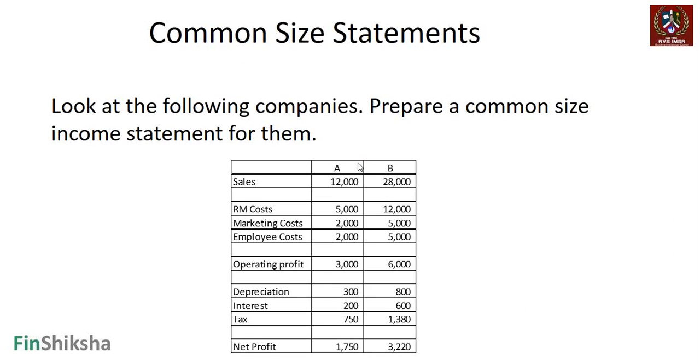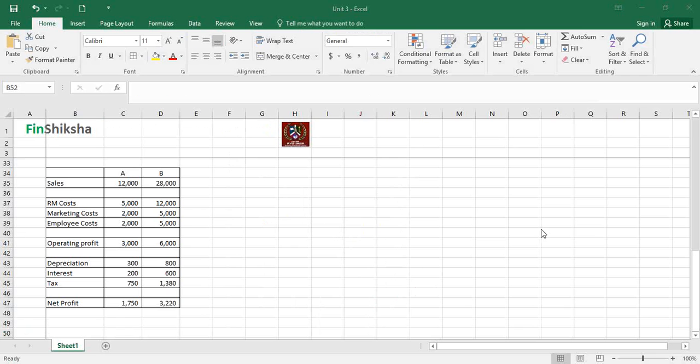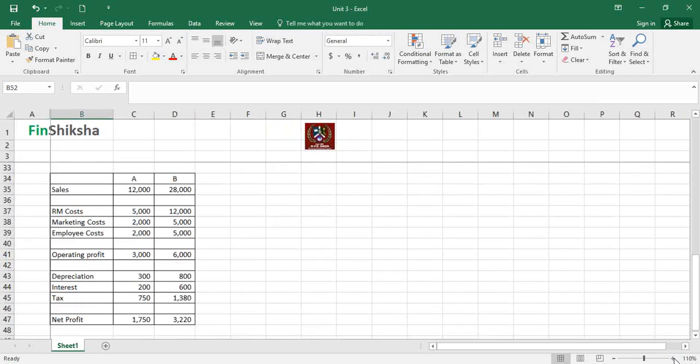So there are two companies A and B, and we actually have the entire detailed statement available with us. Remember, all we have to do is divide all these by sales to get the common size statement. We can do that, right? So divide everything by sales. To understand this better, let's go to an Excel file. So those are the numbers that we see.